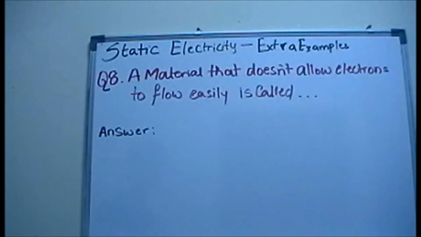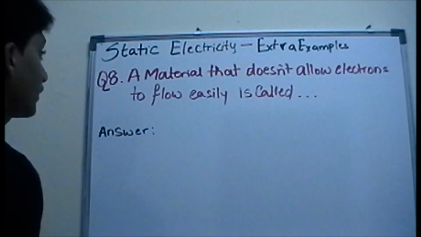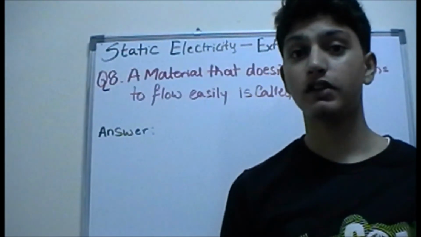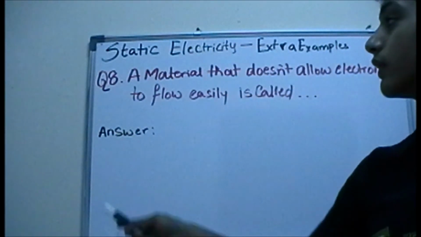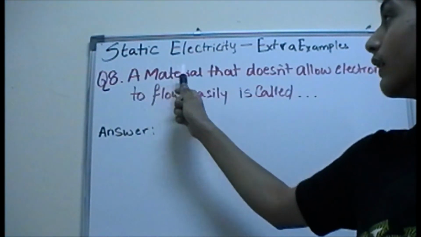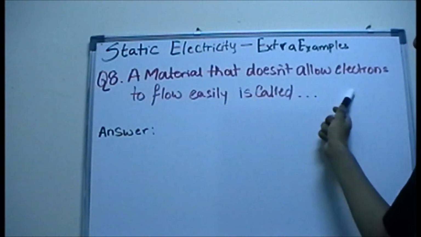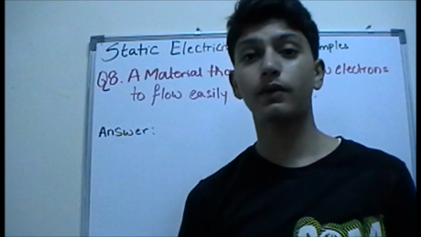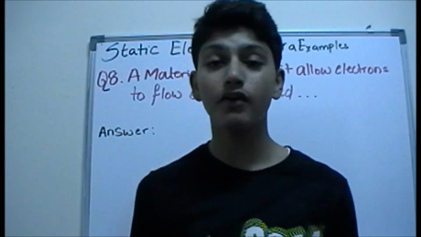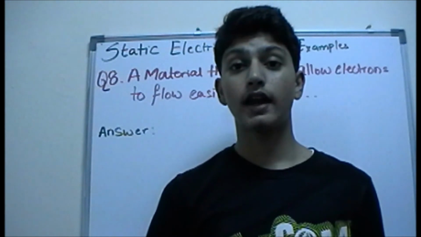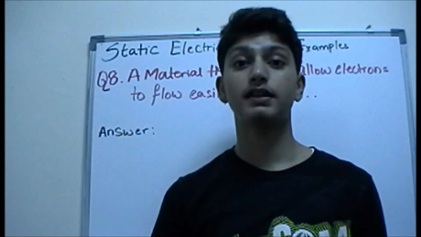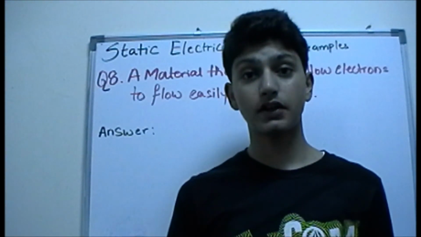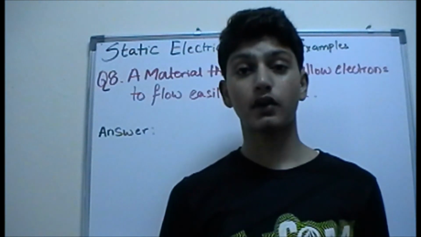That brings us to our 8th question, which talks about the mid-core section of what we talked about in static electricity. The 8th question says a material that doesn't allow the electrons to flow easily is called what? Let's talk about the materials that allow electrons to flow easily. We talked about three different things that allow it: conductors, semiconductors, superconductors.